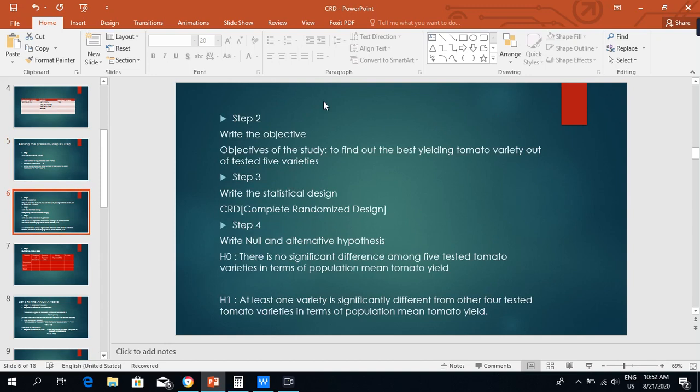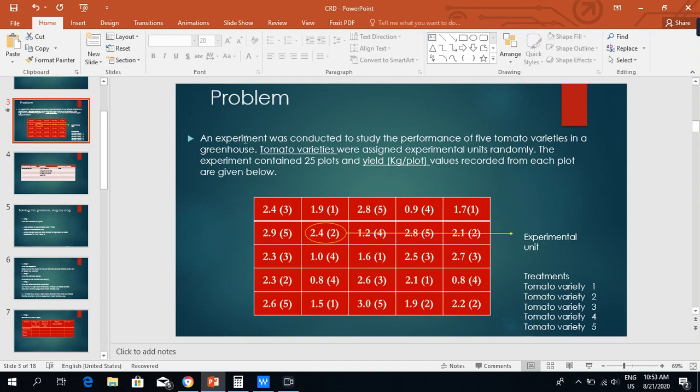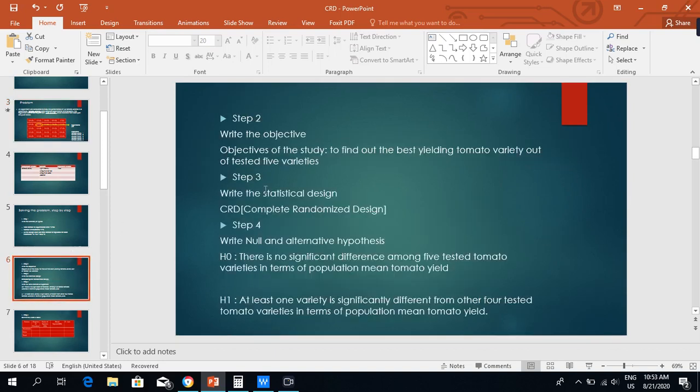In step 2, we should write the objective of the study. In here, our objective is to find out the best yielding tomato variety out of the tested 5 varieties. You can find the objective from the problem. An experiment was conducted to study the performance of 5 tomato varieties in a greenhouse. The performance means we should find out the best yielding tomato variety. Then we should write the statistical design. In here we use complete randomized design.